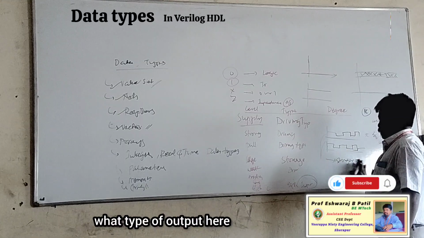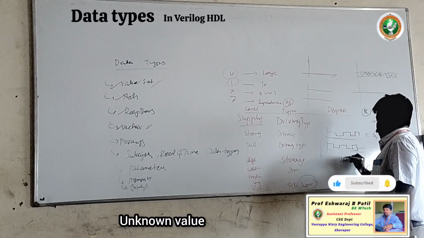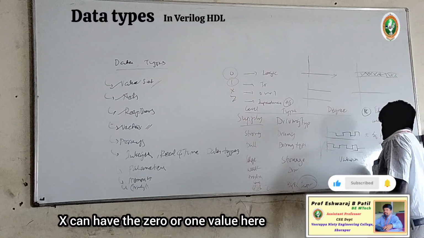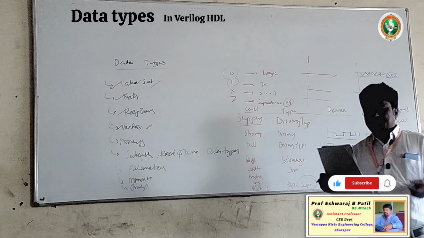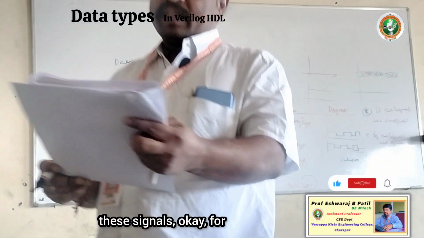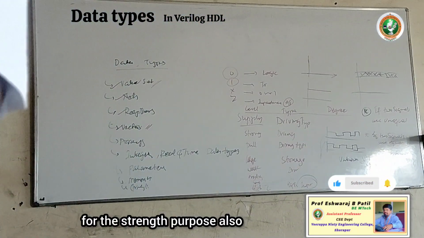then what type of output will we get here? Unknown value. Unknown is nothing but X. X can have a 0 or 1 value here. These are the two conditions if I use these signals, for the strength purpose also.